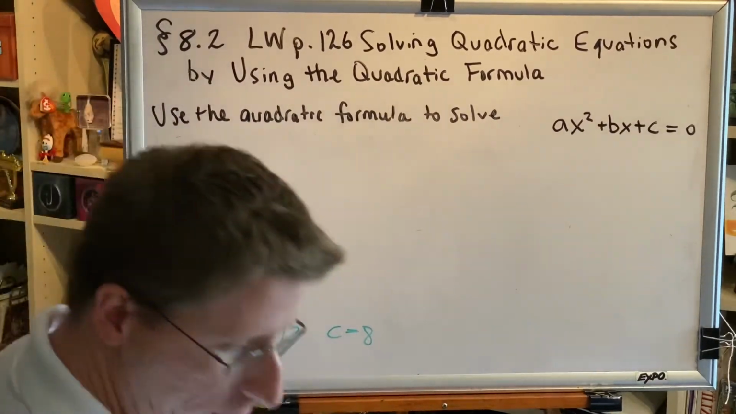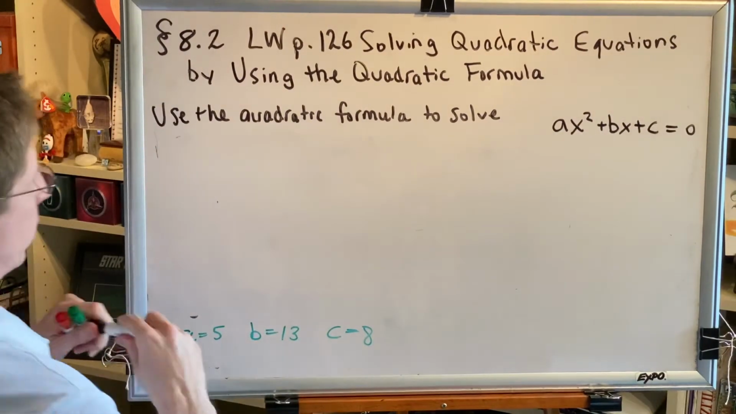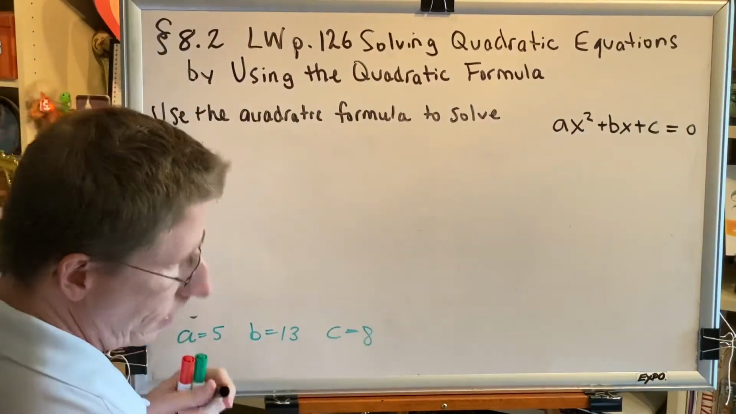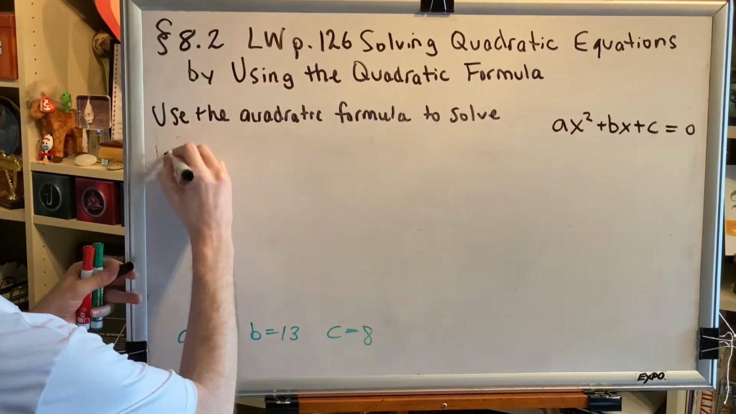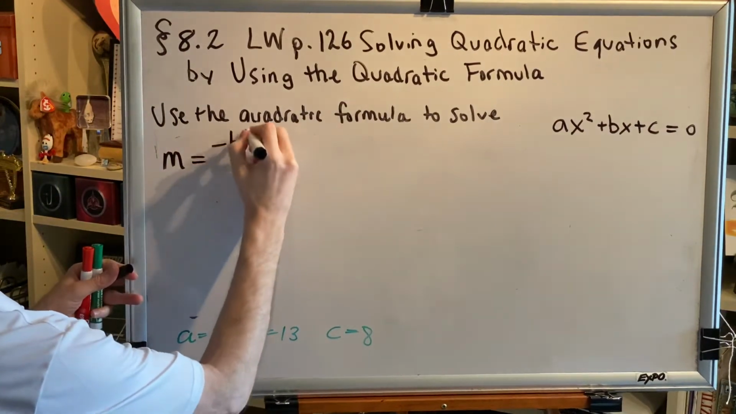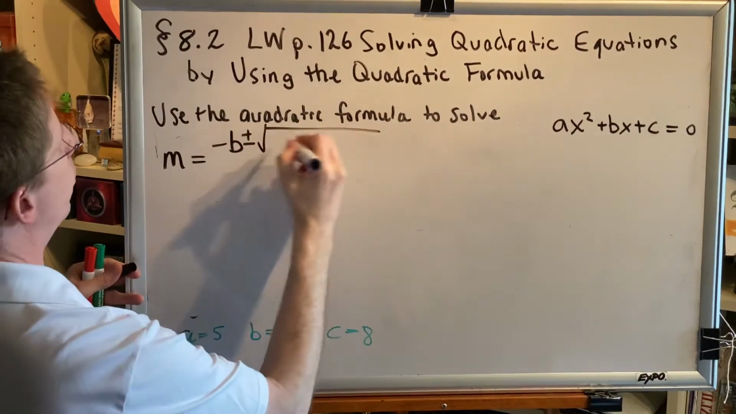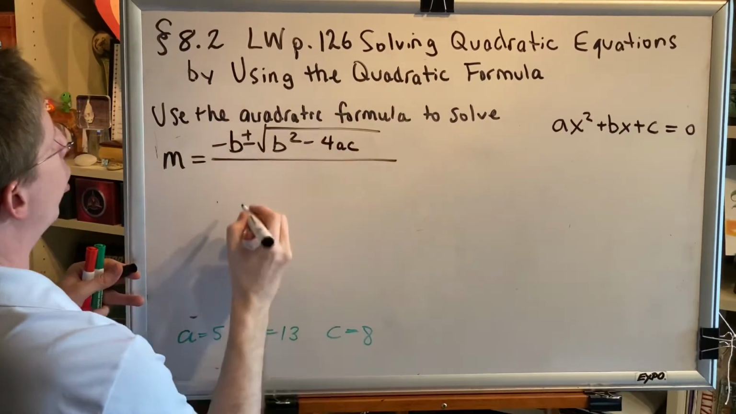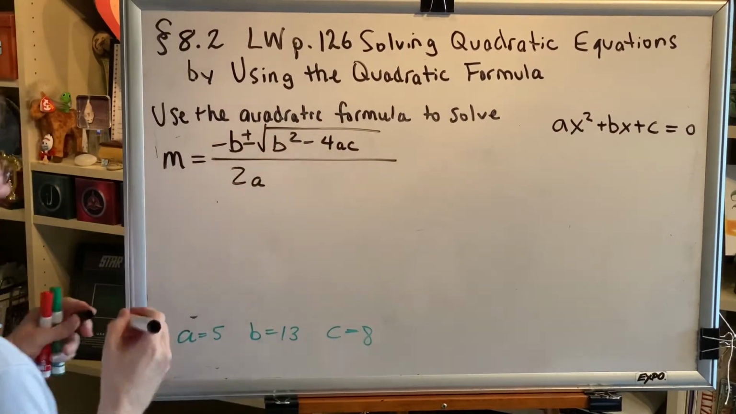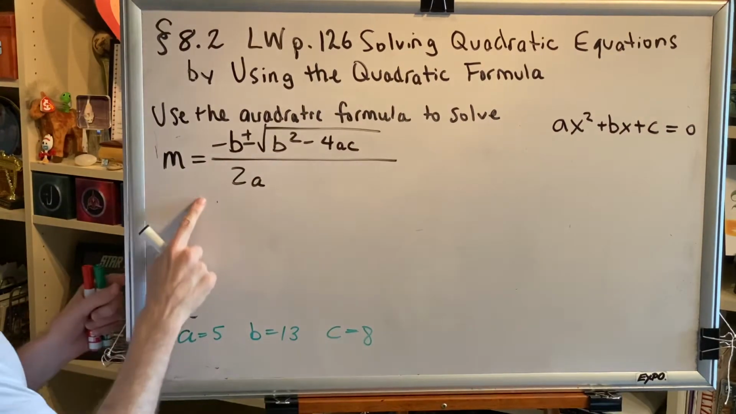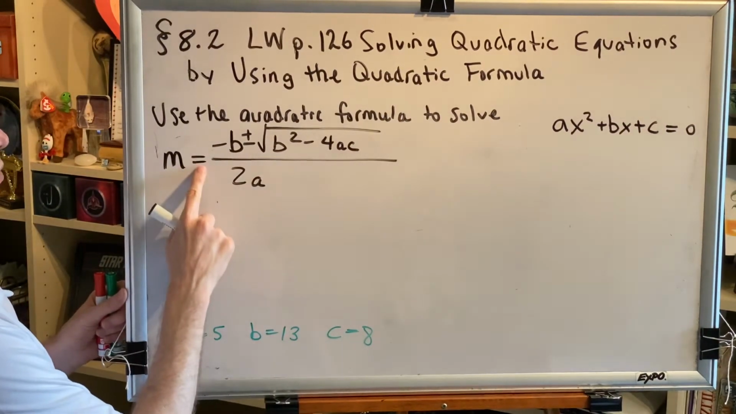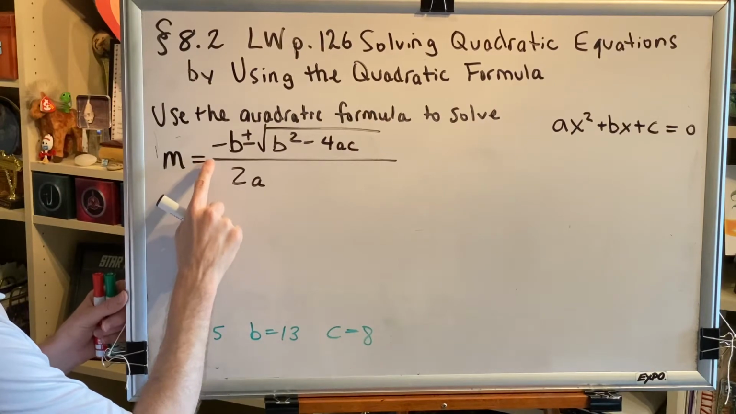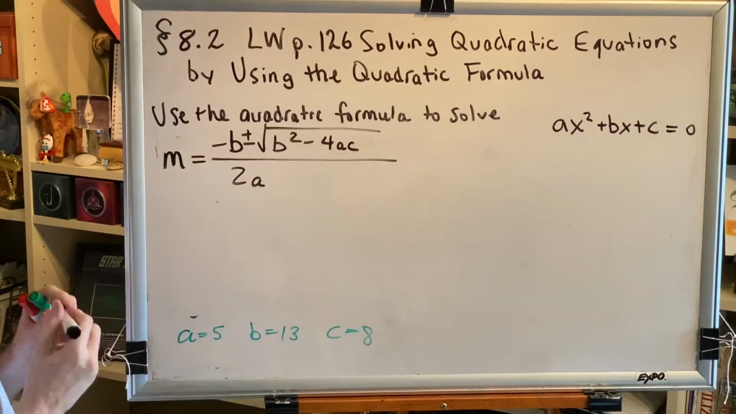All right, here we go. Let's write the quadratic formula. So our variable in this problem is m, so I will write m equals opposite b plus or minus the square root of b squared minus 4ac all over 2a. Whenever you write the quadratic formula, always write the equals and make sure that your fraction bar goes from the equals to the end of the radical.